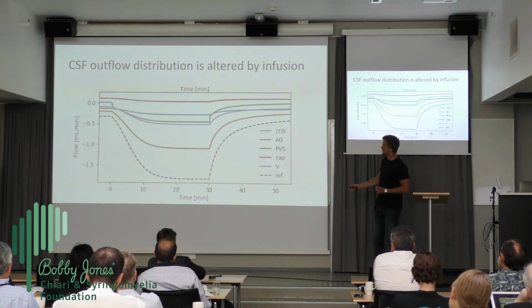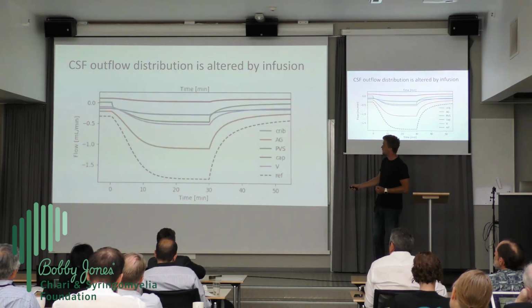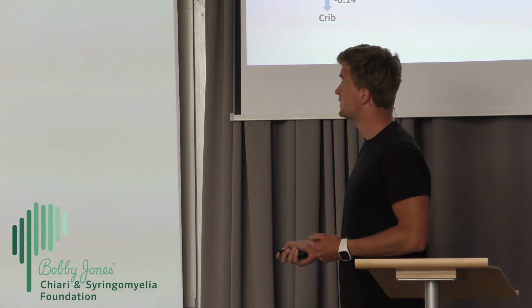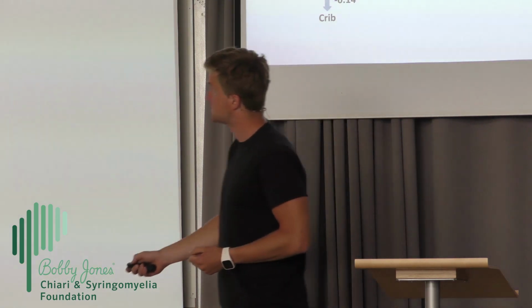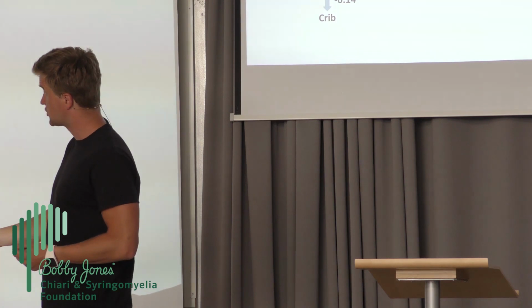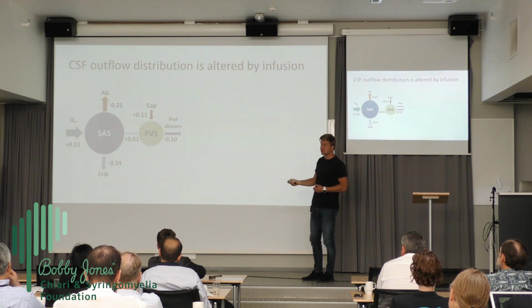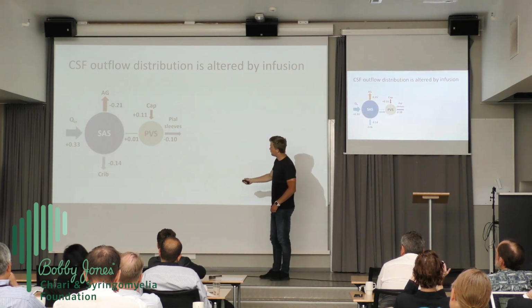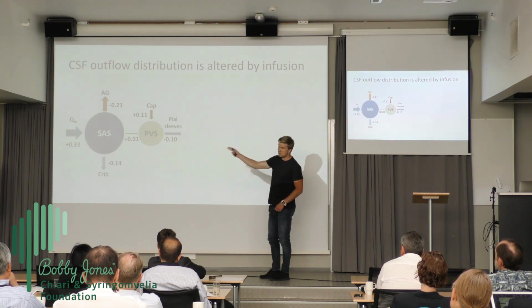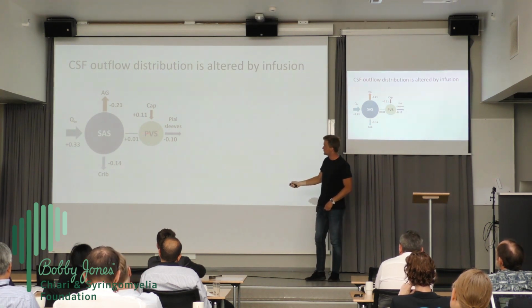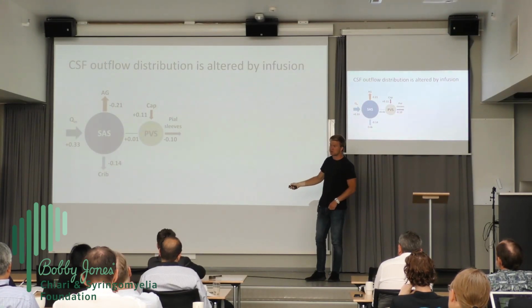For instance, you can see that the cribriform plate has higher flow before the infusion, while at the infusion the perivascular spaces are more important. To sum this up, this is a diagram showing the most important part before the infusion test. So there's almost no flow between the subarachnoid space and the perivascular space. So this arrow actually points in this direction. So before the infusion, we had almost no flow, but if there was any flow, it was from the perivascular space to the subarachnoid space.